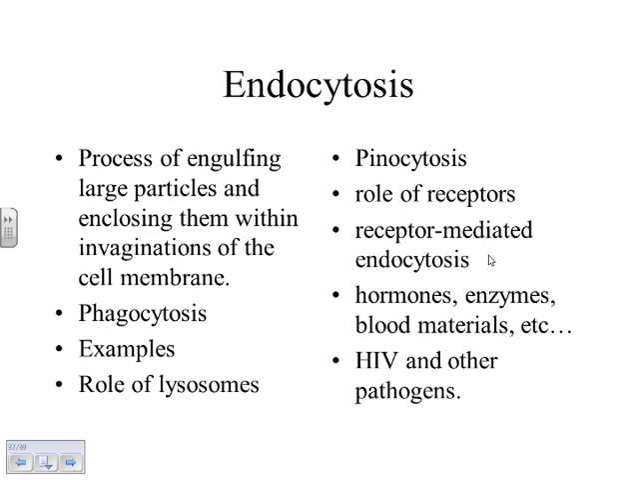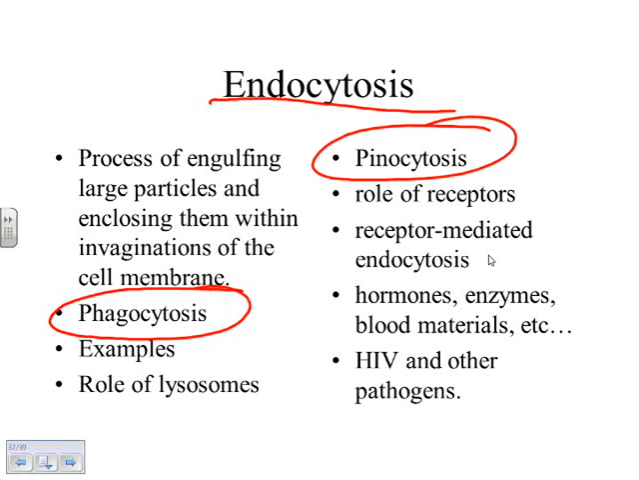First caveat here. Endocytosis is another form of active transport because it involves what? Using ATP. Stuff has to be moved. But there's two kinds of endocytosis, two main kinds. Phagocytosis, which we talked about before, and pinocytosis, which we're going to talk about today.